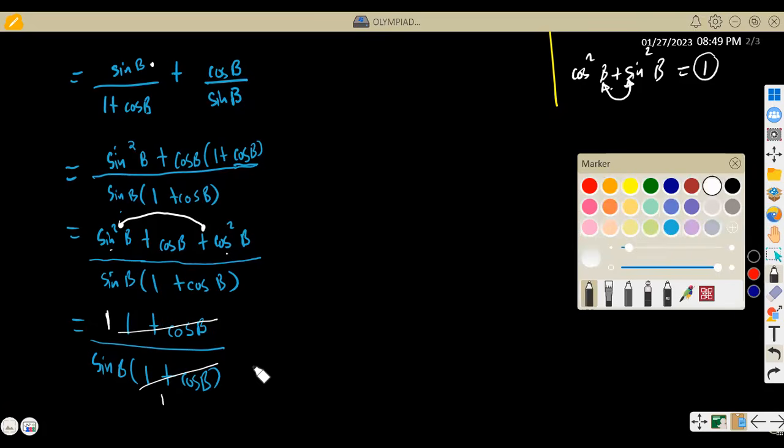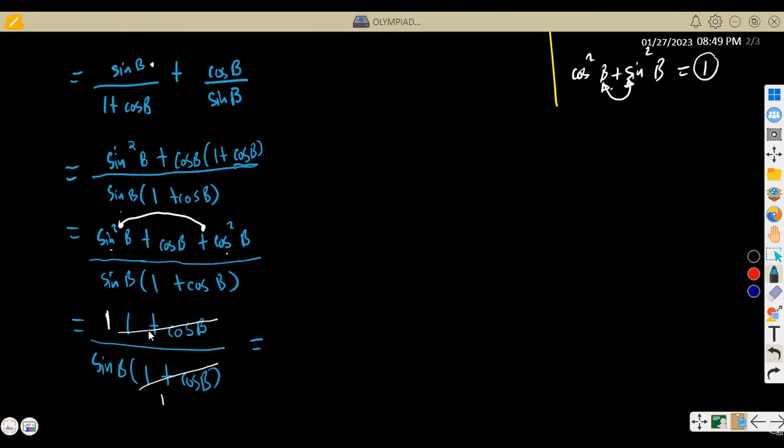So at this moment, if we simplify, we are just going to remain with 1 on the numerator. In the denominator, we are going to remain with the sine of B. Okay, 1 over sine B can be written as cosec B. So let me just write it down so that we check with our answer. 1 over the sine of B is the same as cosec B.